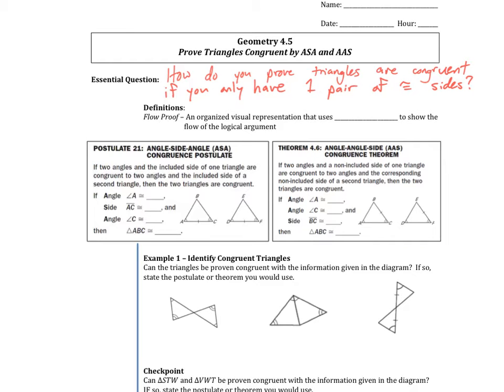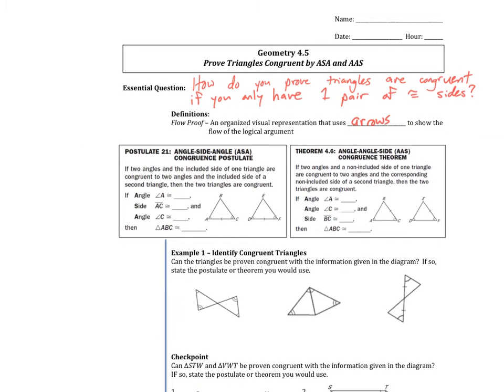Okay, so one of the definitions is an organized visual representation that uses arrows to show the flow of a proof. So a flow proof is a little different than a two-column proof.